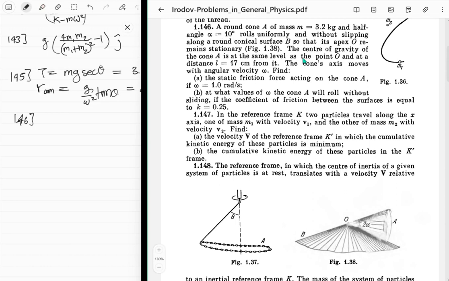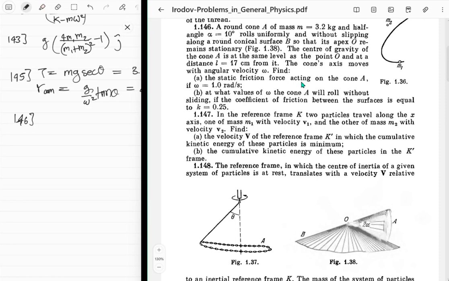Through this statement, the center of gravity is at the same level as O, and the distance L is equal to 17 centimeters from it. The cone's axis moves with angular velocity omega. I mean, you could just take the rotating frame of this moving cone, I think. Find the static friction force acting on the cone if omega is equal to 1 radian per second, and at what values of omega the cone will roll without sliding if the coefficient of friction between the surfaces is equal to k equals 0.25.